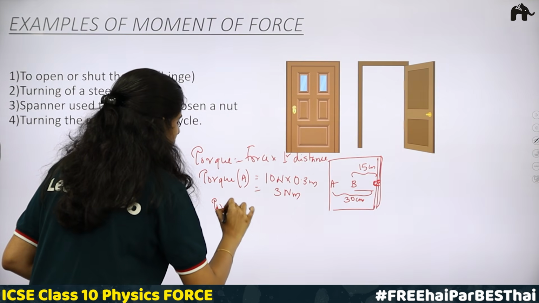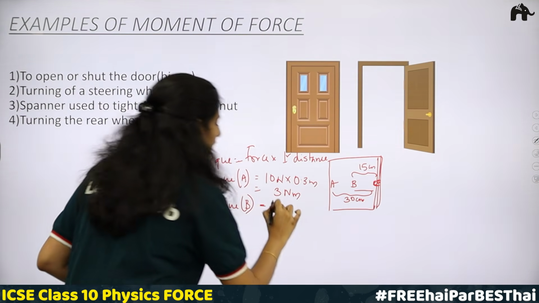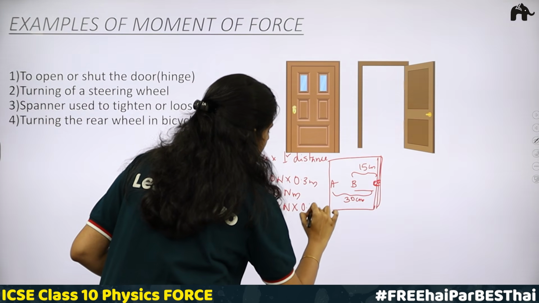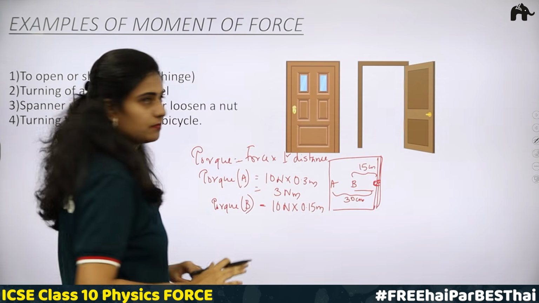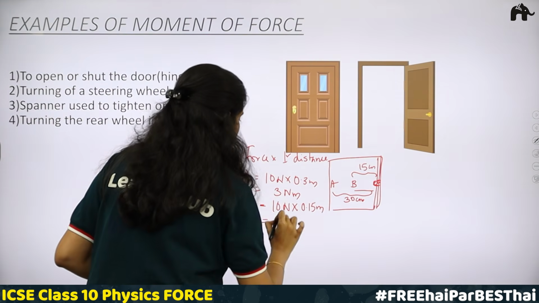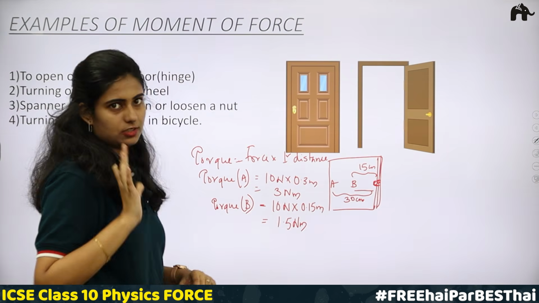Second case, when the force is applied at point B, the torque will be equal to 10 Newton force into 0.15 meter. 15 centimeter is 0.15 meter. Okay, 0.15 meter is the perpendicular distance. Then what are we getting? We'll be getting 1.5 Newton meter as the torque.